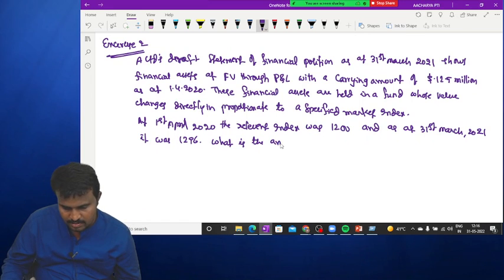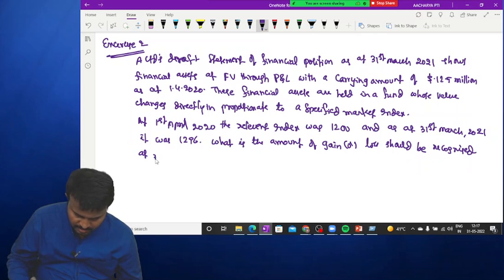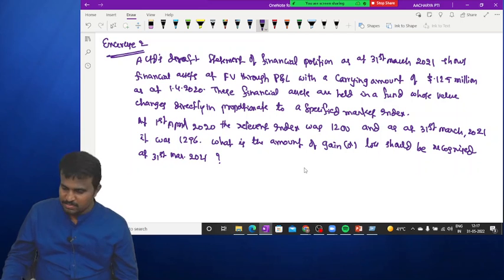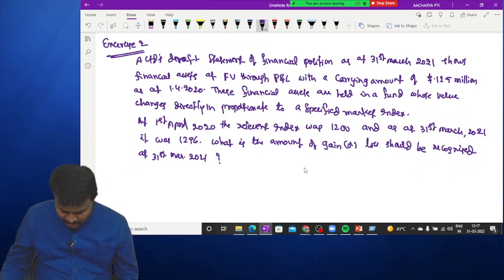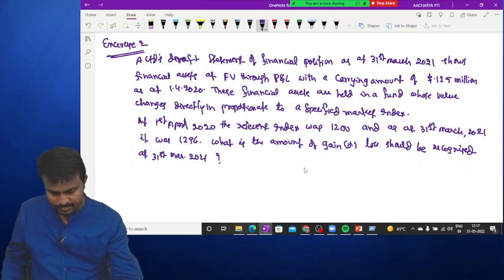What is the amount of gain or loss that should be recognized at 31st March 2021? We had this problem in previous exam papers, and all the remaining ones are straight questions. So a small difference is there in this problem. Please note it down. I will explain.